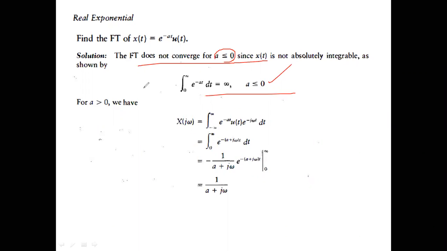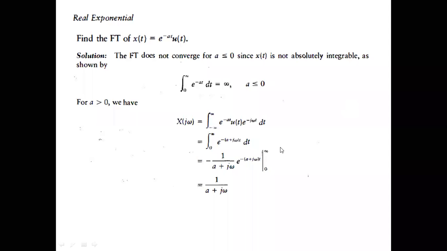For a greater than 0, now we are talking for a greater than 0. Now let us do the integration. How is this happening? E to the power minus at into u of t. This u of t will be absorbed by writing the integration from 0 to infinity, since it exists only on the right side. And we have this particular thing, something like this. How does this happen?